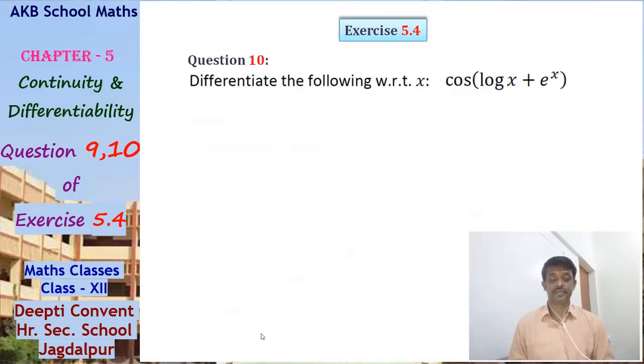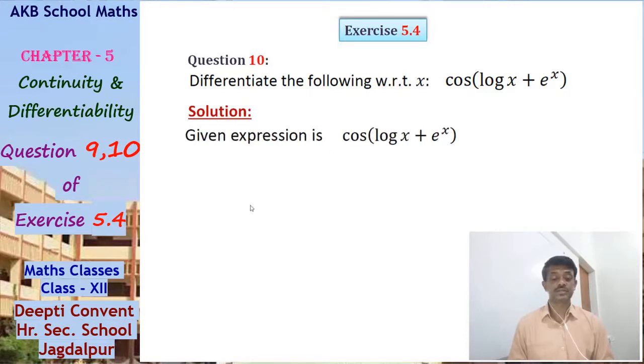Question 10 of exercise 5.4. Differentiate the following with respect to x. Here cos of log x plus e to the power x. Logarithmic function also, exponential function also. You know the differentiation of this is 1 by x, and this e to the power x. Now differentiate this composite function of trigonometric, logarithmic, exponential. So here also find the solution.